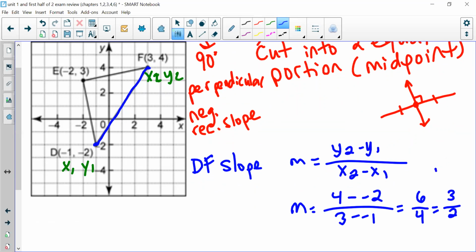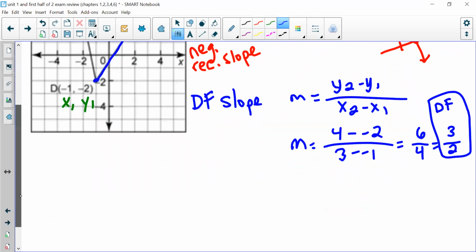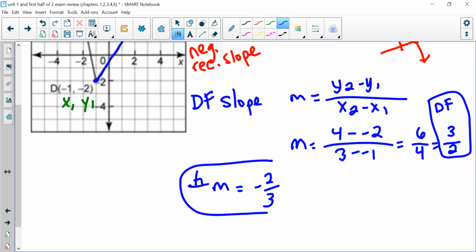Okay. If the slope of DF is positive 3 over 2, what is the perpendicular slope to positive 3 over 2, or the negative reciprocal slope? -2 over 3. Perfect. Thank you, Logan. Okay, so I have my slope, -2 over 3. I'm going to put a magenta line around this. We're going to hold on to this.